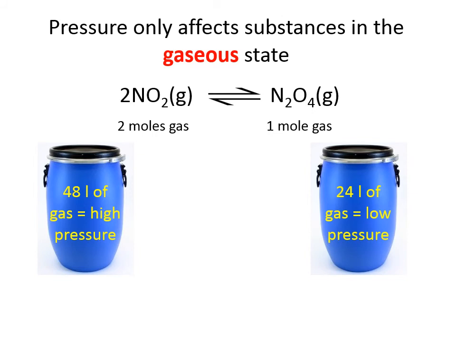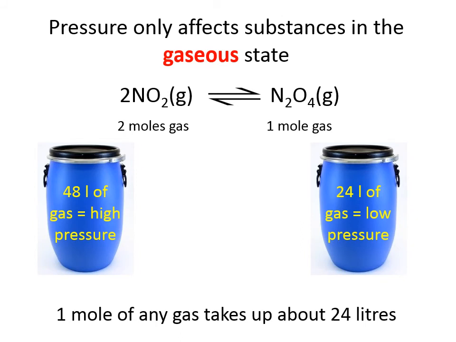So if we imagine we've got the same volume, on the NO2 side, that means we've got 48 litres of gas, and that makes it a high pressure situation. And in the same volume, because it's a closed system, it's going to be the same volume. It's going to just be a syringe or a bunged conical flask. There is the same volume, but there's half the number of moles of gas. So there is only 24 litres of gas this time, which makes it a much lower pressure system. So 1 mole of any gas takes up about 24 litres, we know that.